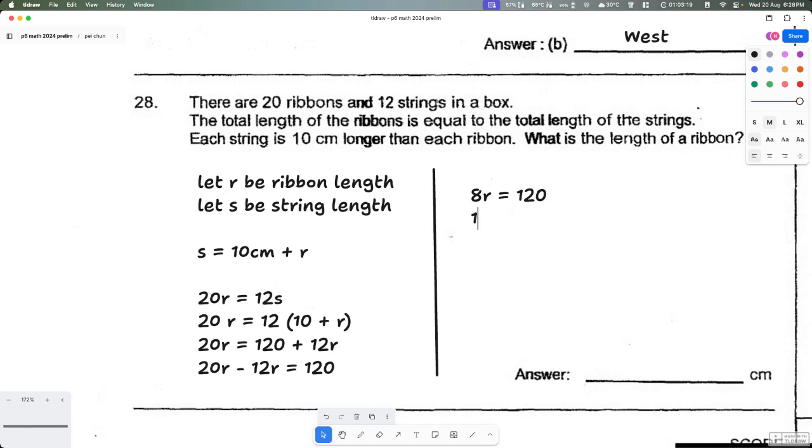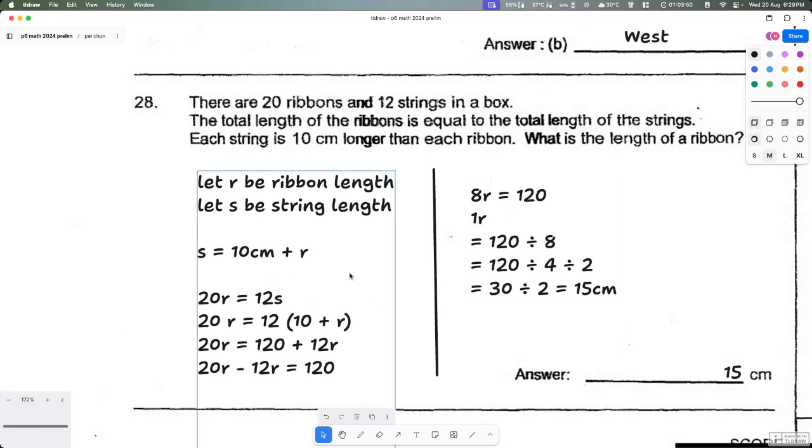So what's the length of one ribbon? 1R is equal to 120 divided by 8, which is equal to 120 divided by 4 divided by 2. Equal to 30 divided by 2, which is equal to 15. Let me just put everything down here so it's easier to see. Okay, so this is how I calculate without really calculating, without using workings, but this is very accurate. Okay, there you go. That's the answer for 28.